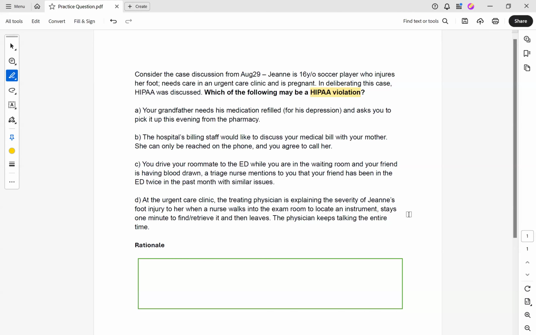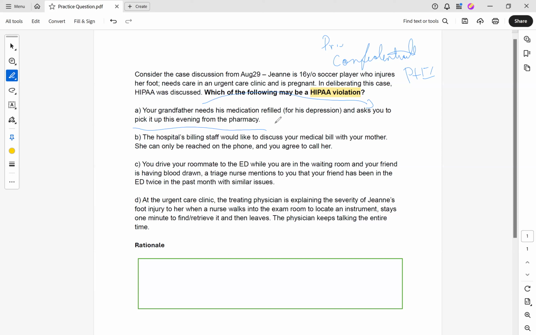Okay, so let me write again if I can. For A, your grandfather needs his medication refilled for his depression and asks you to pick it up this evening from the pharmacy. Is that a HIPAA violation? Talk about a few things: privacy, confidentiality for protected health information. Well, your grandfather asks you to pick it up. So there's a request made, and this is something we didn't discuss, but it doesn't involve a healthcare provider. It's simply a request to pick it up. And therefore, it's not necessarily private or confidential if he's just asking you to pick up the medication.